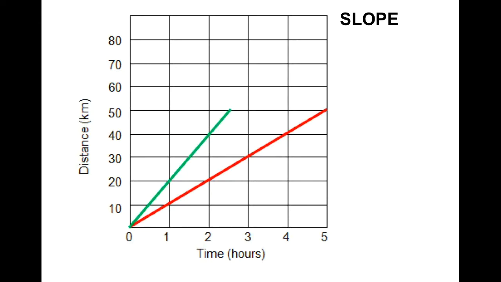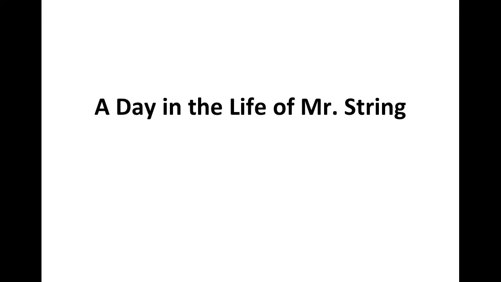Now, I'd like you to try some examples. I've made a character named Mr. String, and he's involved in 4 different scenarios. Please watch these scenarios and pause and graph his motion, and then rewind and watch his scenario again to relate his motion to your graph. I hope this exercise helps you become better at interpreting graphs and making them as well.